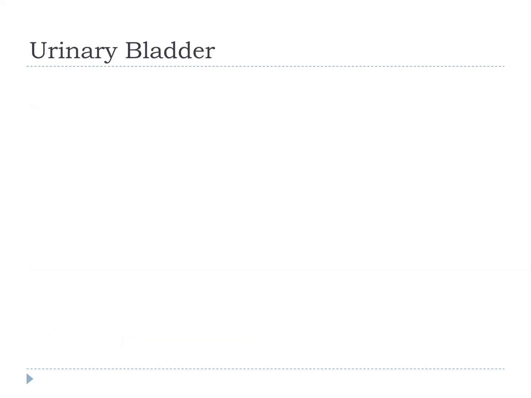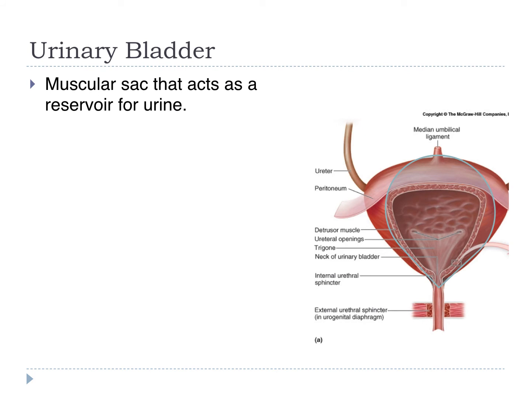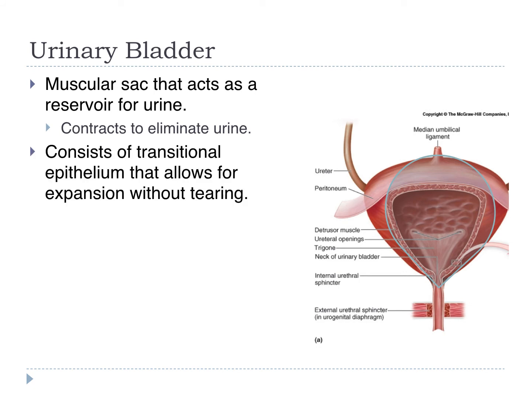When we look at the bladder in and of itself, it's a nice muscular sac that acts as a reservoir or a containing area for urine until it's time to contract and eliminate it from the body. It consists of transitional epithelium, so again, many different shapes of cells, which is important because it will allow the bladder to expand without tearing. So you might feel like you're going to burst, but you're not going to.